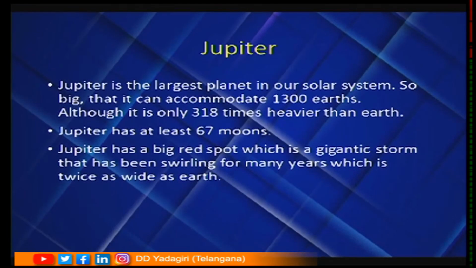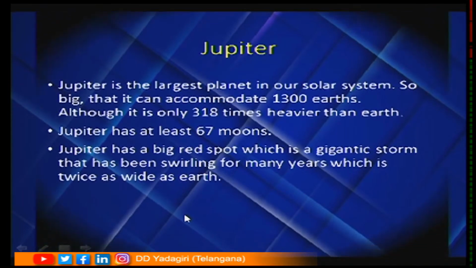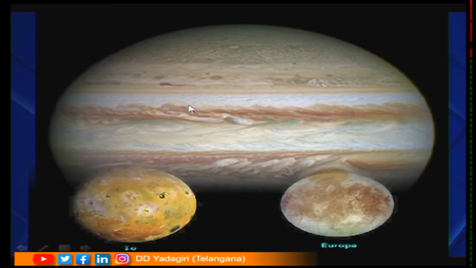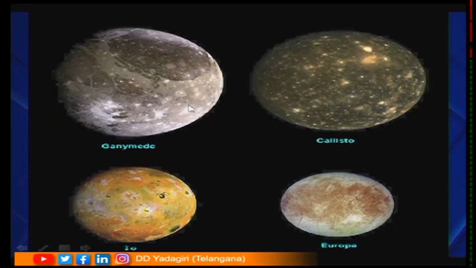Now, coming to Jupiter, it is the largest planet of the solar system. It can accommodate around 1300 Earths, that means it is 1300 times larger than Earth. It has around 67 moons, 67 natural satellites. It has a big red spot which is a gigantic storm that has been swirling for many years, which is twice as wide as Earth. So, you can see the big red spot and this storm is continuously swirling around the planet, and these are the different satellites of Jupiter. You can see they are also huge natural satellites of Jupiter.